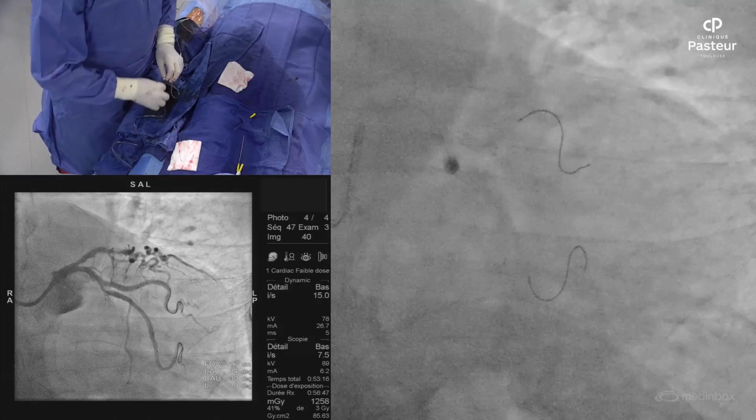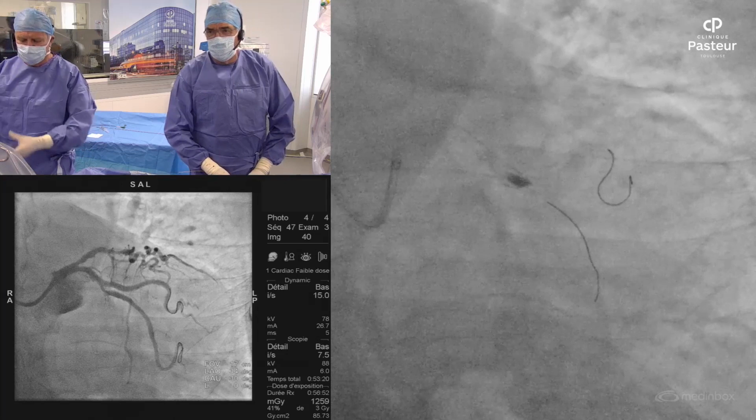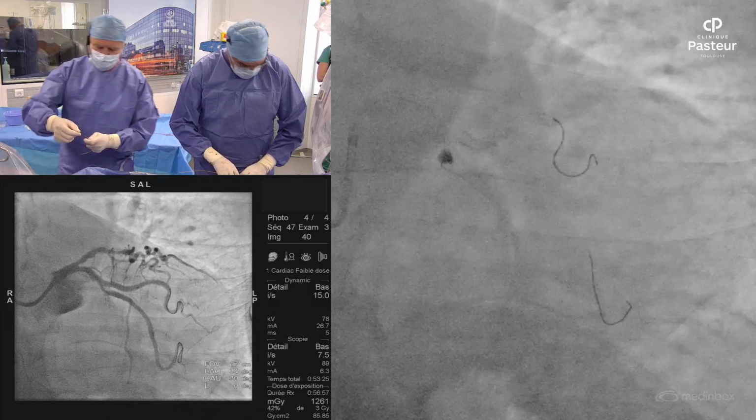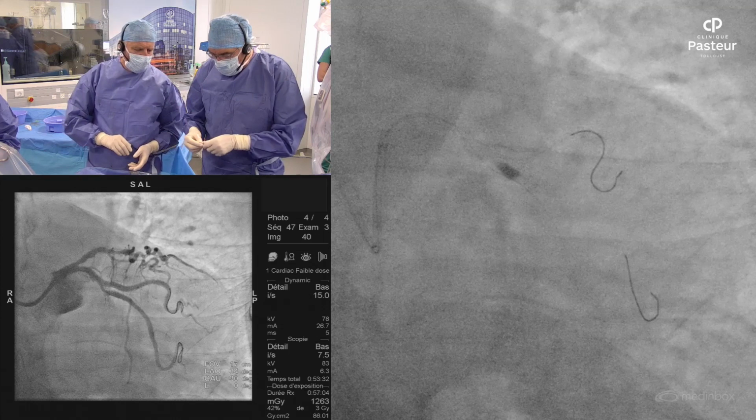Okay, so we try to place a new balloon because this one was inflated several times before, and we have a lot of difficulty to advance it. Okay. So we try one more time on this one. Sorry for that, it's difficult. No, it's challenging. So challenging. Very, very difficult.